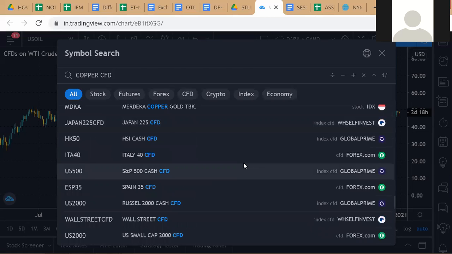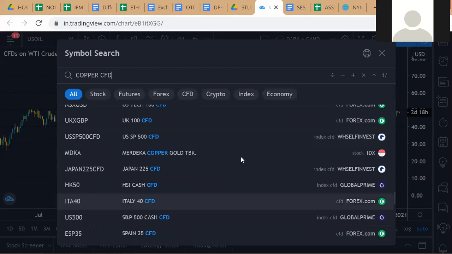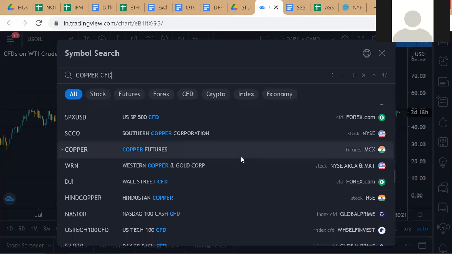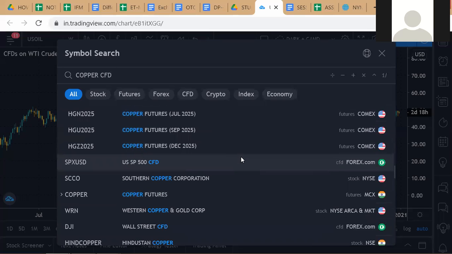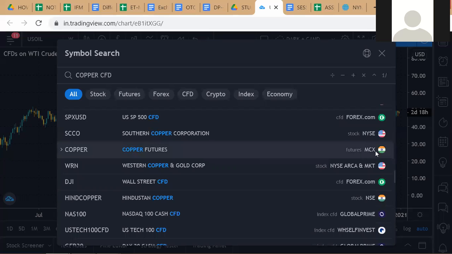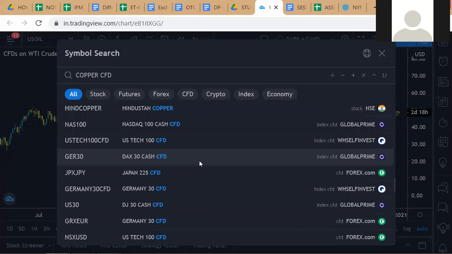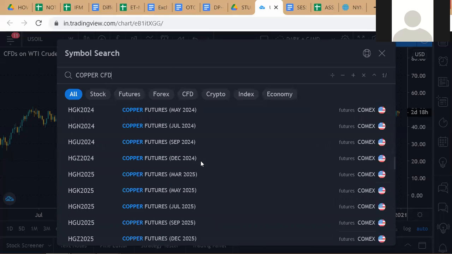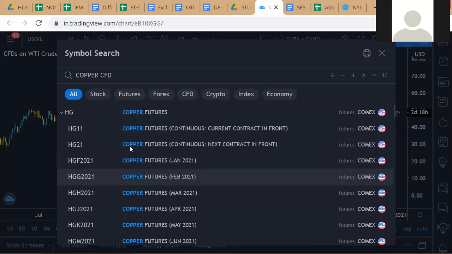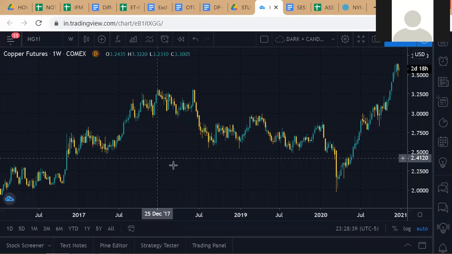In the meantime, you try to look at these. Don't look at MCX. Let's use HG, and let's use the continuous contract. Current contract in front, next contract in front. Let's go with the HG one. This is a continuous chart. Let's see how bad it is or how good it is. It's okay. It's not too bad.